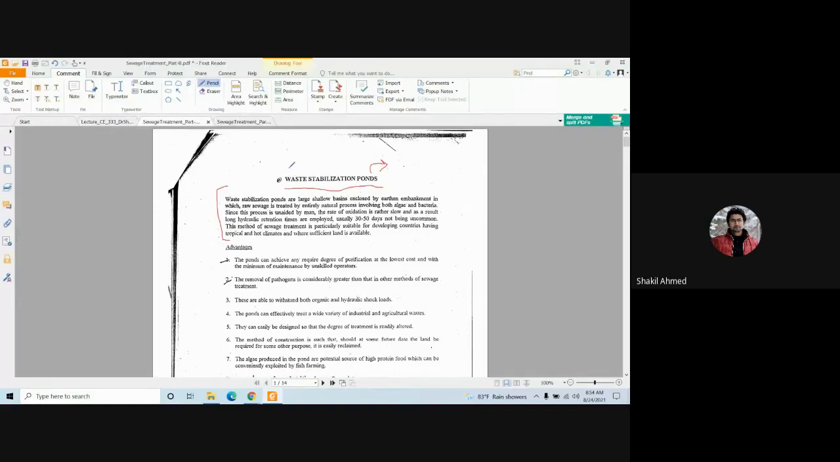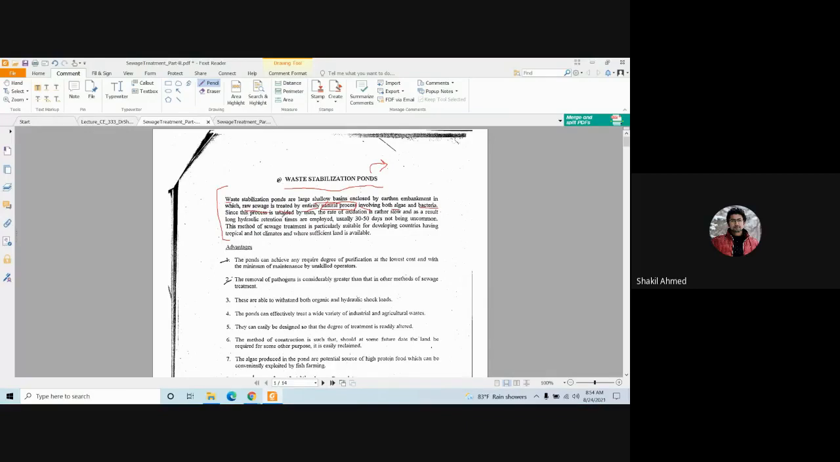Waste stabilization pond. Waste stabilization ponds are large, shallow basins. It's like a pond, enclosed by an earthen embankment in which raw sewage is treated by an entirely natural process. That means using microorganisms, involving both algae and bacteria.